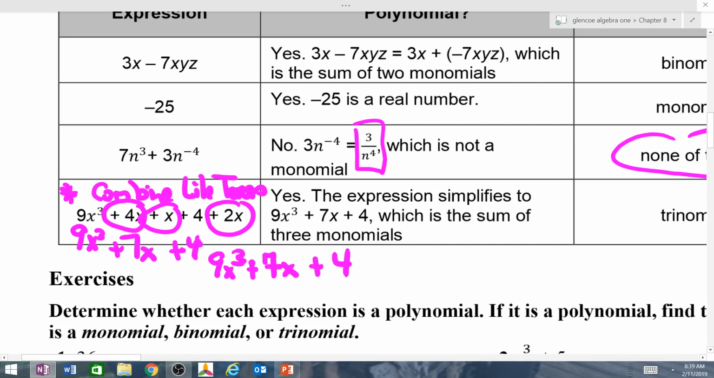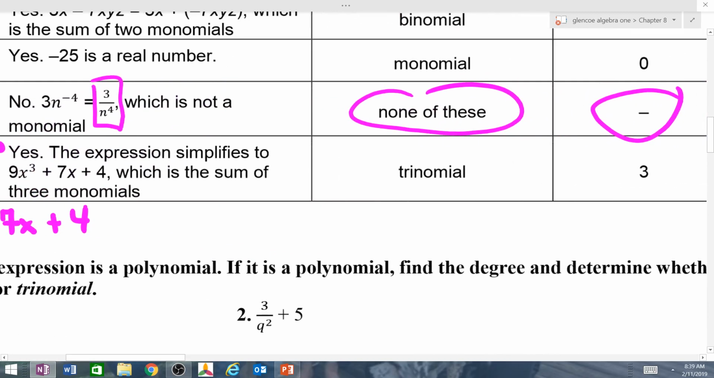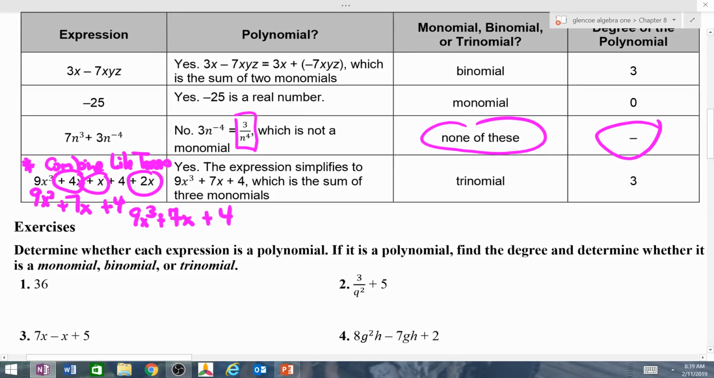So how many terms are there? 3. Is it a polynomial? Yes. Is there a specific name for a polynomial that has 3 terms? What is it? Trinomial. And what would the degree be? 3. Is that helpful? Yes?